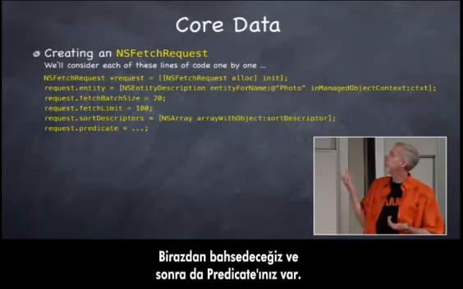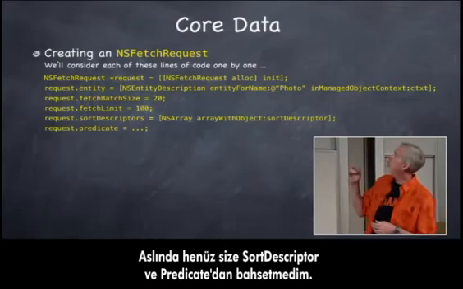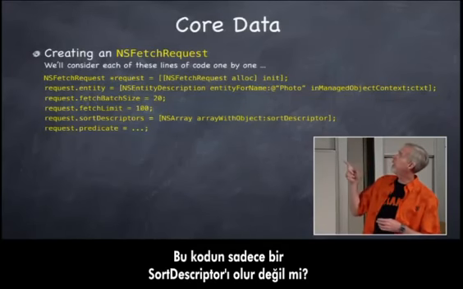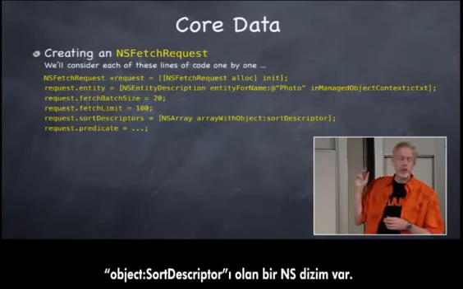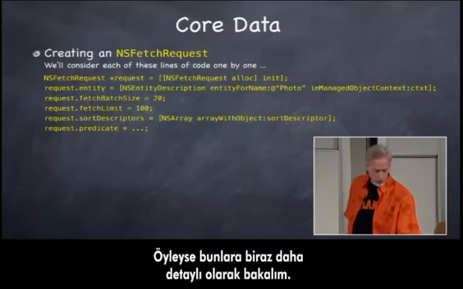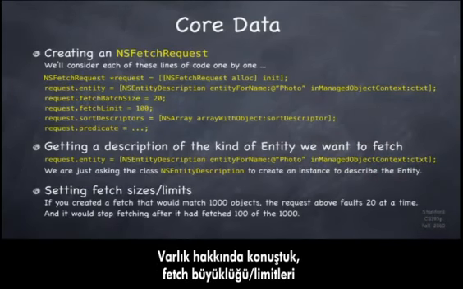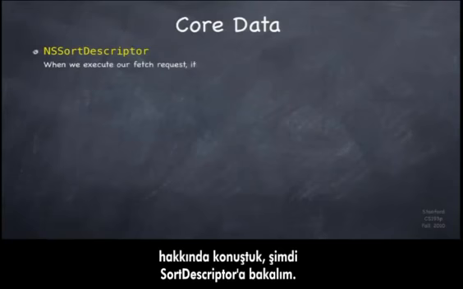So I haven't really told you about the sort descriptor and the predicate. This code would only have one sort descriptor, right? I have an NSArray with object: sort descriptor. And I haven't shown you the sort descriptors or the predicate. So let's look at those in more detail. So entity we talked about, and fetch size limit we talked about. So let's look at the sort descriptor.